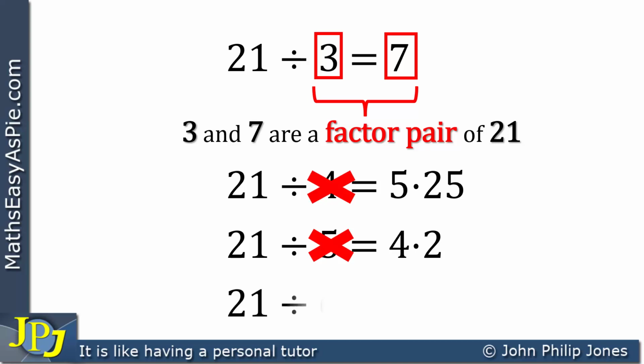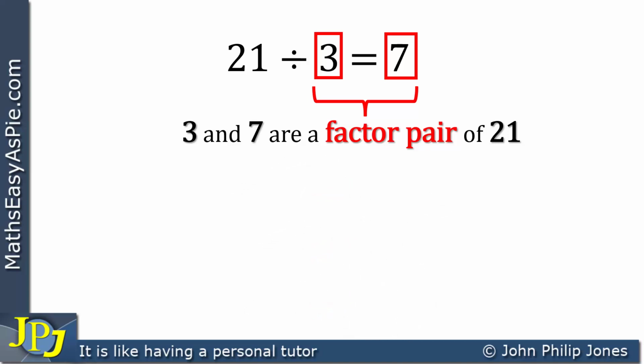The next number to divide by is 6. And you can see the result is 3.5, which is not a whole number. So this means that 6 cannot be a factor of 21 and therefore cannot be part of a factor pair. Now I'll remove those from view, and the next thing I'm going to do is to divide by the next number in the sequence, which indeed is going to be 7, because I've already divided by 1, 2, 3, 4, 5, 6, and now I'm dividing by 7.